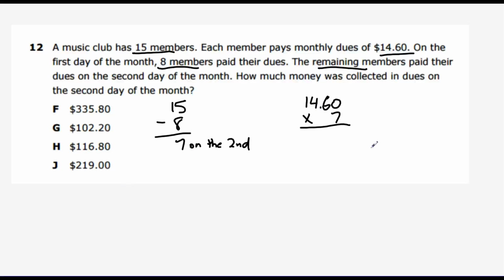These answers are kind of close, so let's not get fancy. Let's just multiply this out. 7 times 0 is 0. 7 times 6 is 42. 7 times 4 is 28, plus 4 more is 32. 7 times 1 is 7, plus 3 is 10. 2 decimal places gives us $102.20. That's answer G. Nice and straightforward.